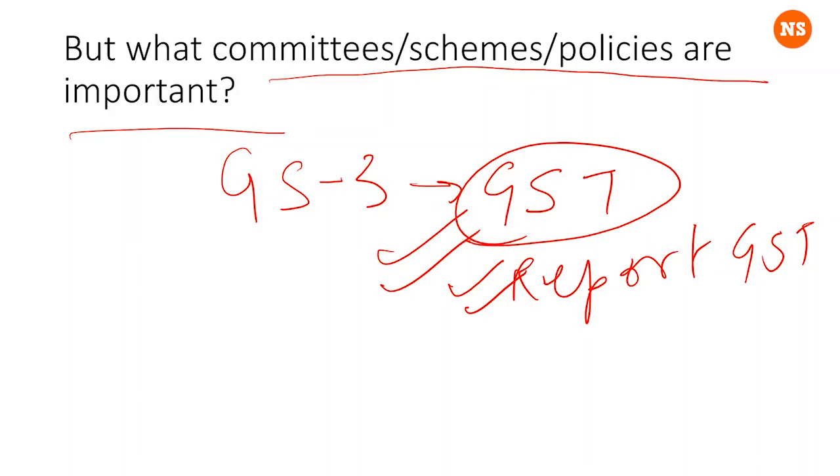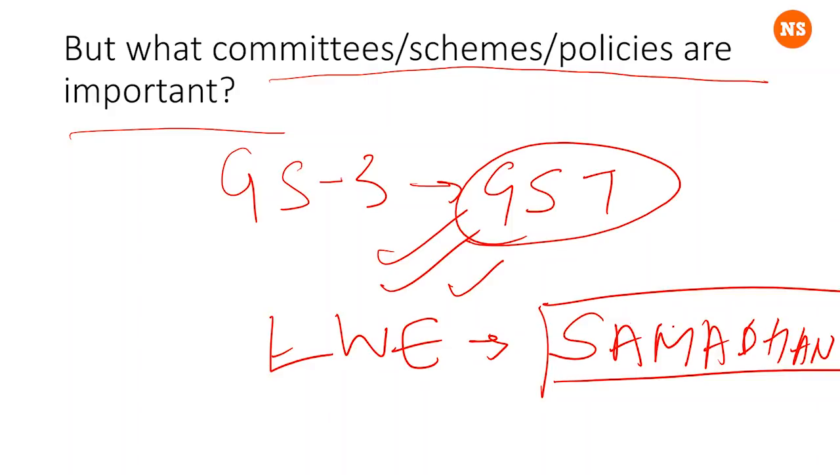Again, the same thing holds true for schemes, right? For example, in GS3, there's a topic called left-wing extremism. Even a simple Google search on left-wing extremism plus government scheme would show you a result called Samadhan. So you would know that this is one of the most discussed things in the news, and you should definitely cover it. It will again help you in writing great answers. So these are the hacks which you need to apply while referring to committees, schemes and policies, because otherwise there are thousands and tens of thousands of them and you would not be able to cover them all.